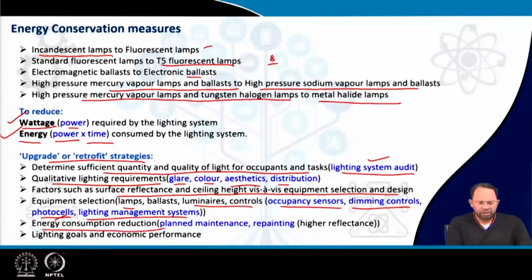Then energy consumption reduction by planned maintenance and repainting. So if I clean the lights, then the lighting output improves. If I replace certain components at certain intervals, then probably the overall energy efficiency will improve. So this is also important. And finally, the overall lighting goals and economic performance also need to be understood.